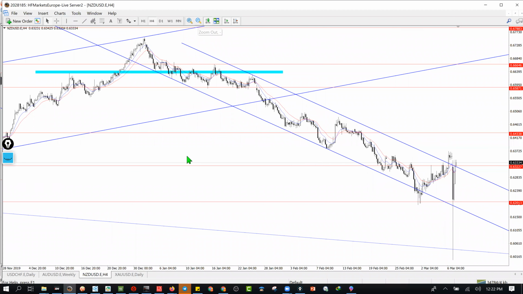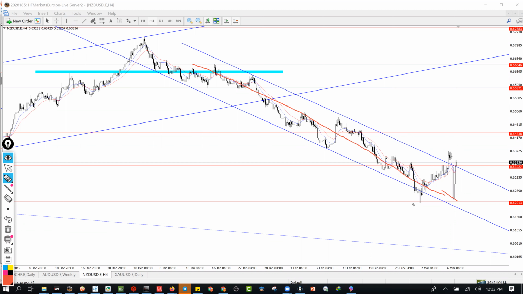Actually, on the 4-hour, we can see this descending channel right here. This is a trending channel. We can see our price is moving in a bearish trend through this medium. We have a swing low right here, swing low right here, swing high right here, swing high right here. Price keeps on moving in a bearish trend.